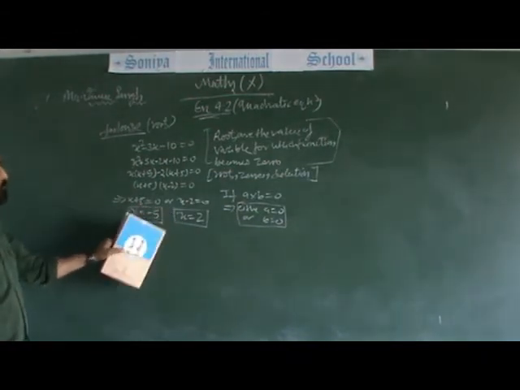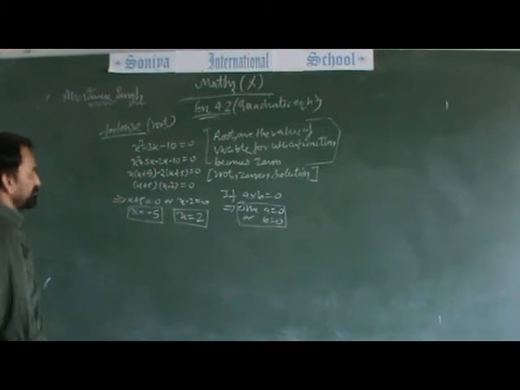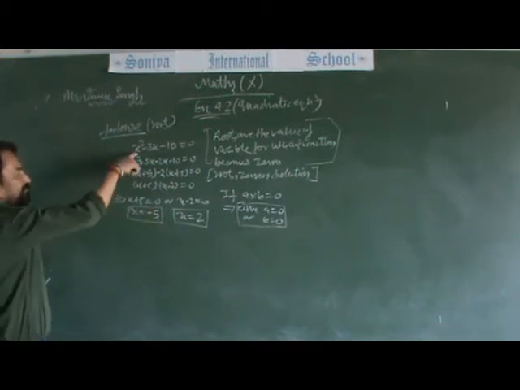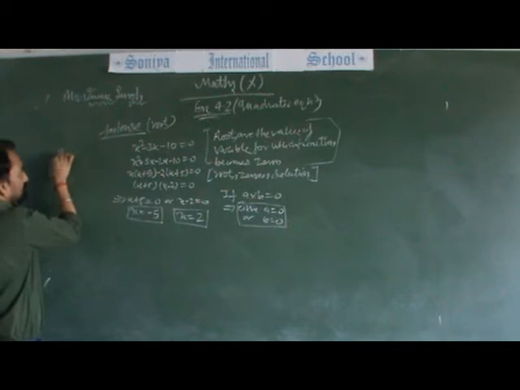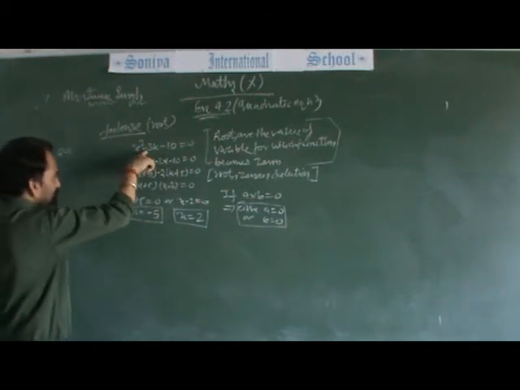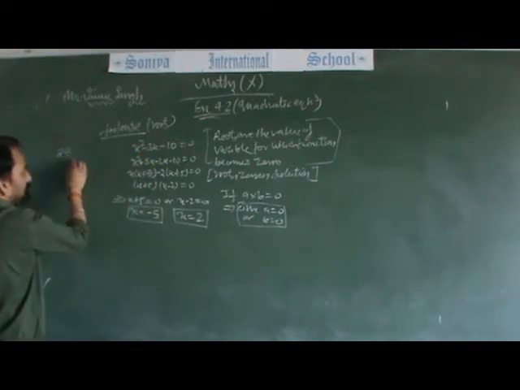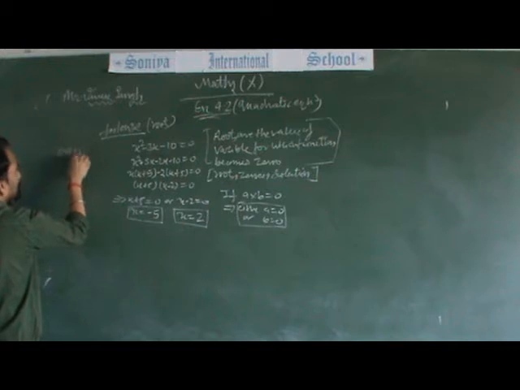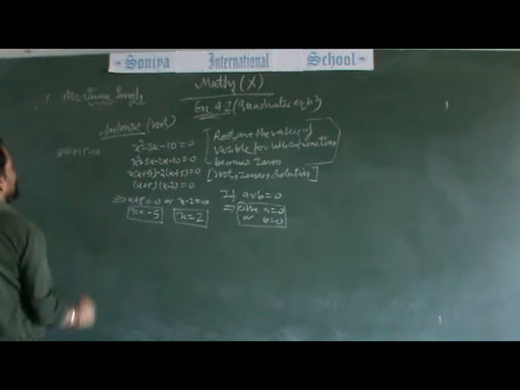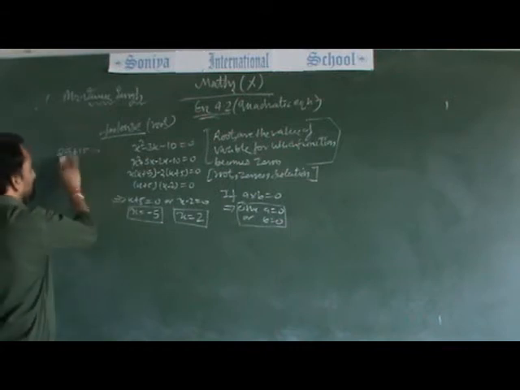When we put these values in the given polynomial, the whole polynomial becomes 0. Check it. Minus 5: square of minus 5 is plus 25, minus 3 into minus 5 is plus 15, minus 10. It is coming wrong. Why? x is common. Oh my god.